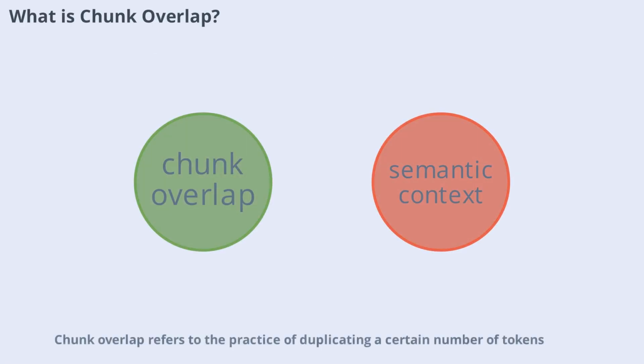Chunk overlap refers to the practice of duplicating a certain number of tokens or characters from the end of one chunk at the beginning of the next. This technique ensures that important concepts spanning across chunk boundaries are captured together, preventing the loss of semantic context. It's a safeguard against data fragmentation, especially when information flows across artificial splits.